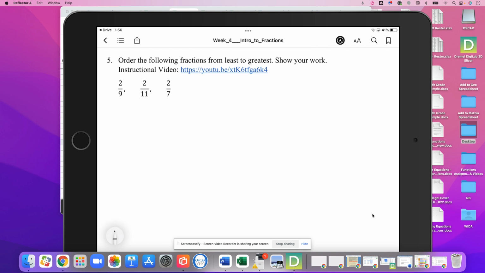This is going to be tough to find a common denominator for 7, 9, and 11. Okay, well, let's do it. 7 times 9 times 11, it's going to be a nasty number. Let's see what we get. I get 693. So I'm going to take each of these fractions and give them a denominator of 693.